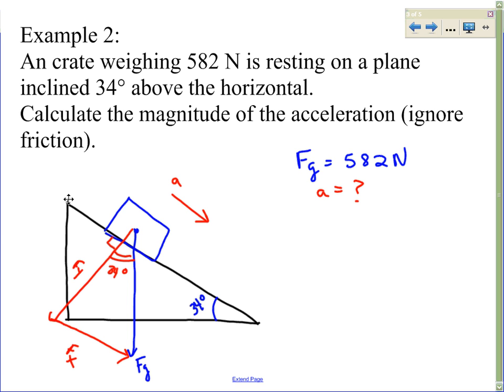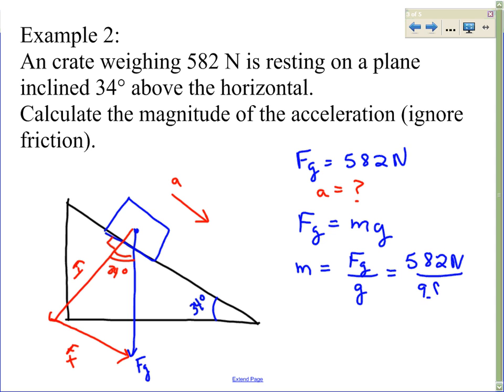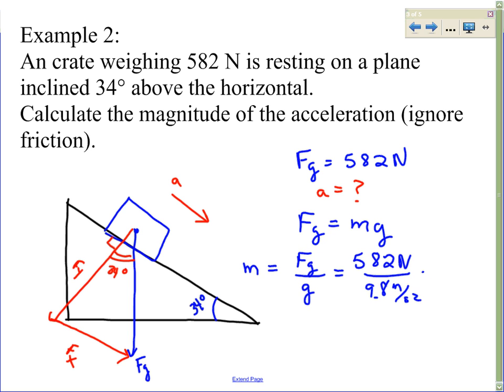So the first thing I'd like to do is find the mass of this object. So again, Fg is equal to mass times acceleration due to gravity. So rearranging, mass is equal to the weight of the crate divided by gravity, which is 582 newtons divided by 9.8 meters per second squared. The mass of this crate is 59.4 kilograms.